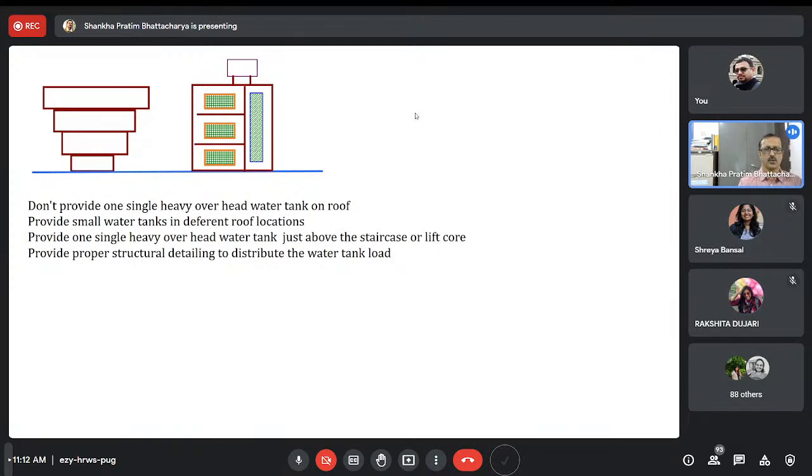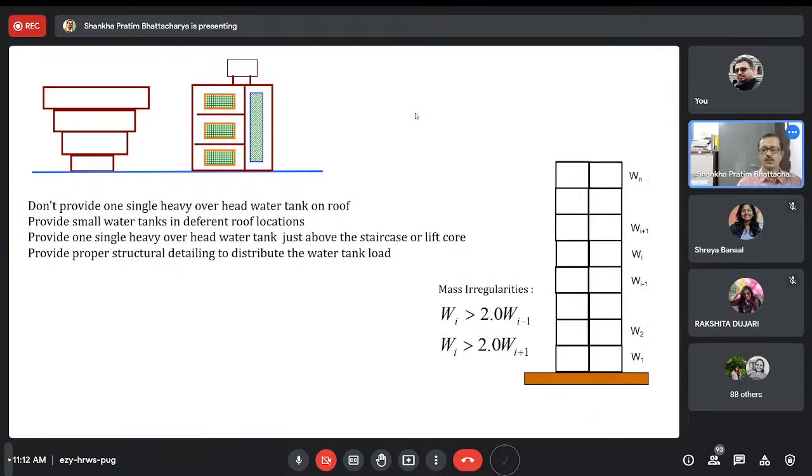Or if you want to put it, it should be above the staircase or the lift core, because the staircase and the lift core are the spinal cord of your building. It has enormous strength against the lateral force, the earthquake-generated lateral force. So it is given by the code.